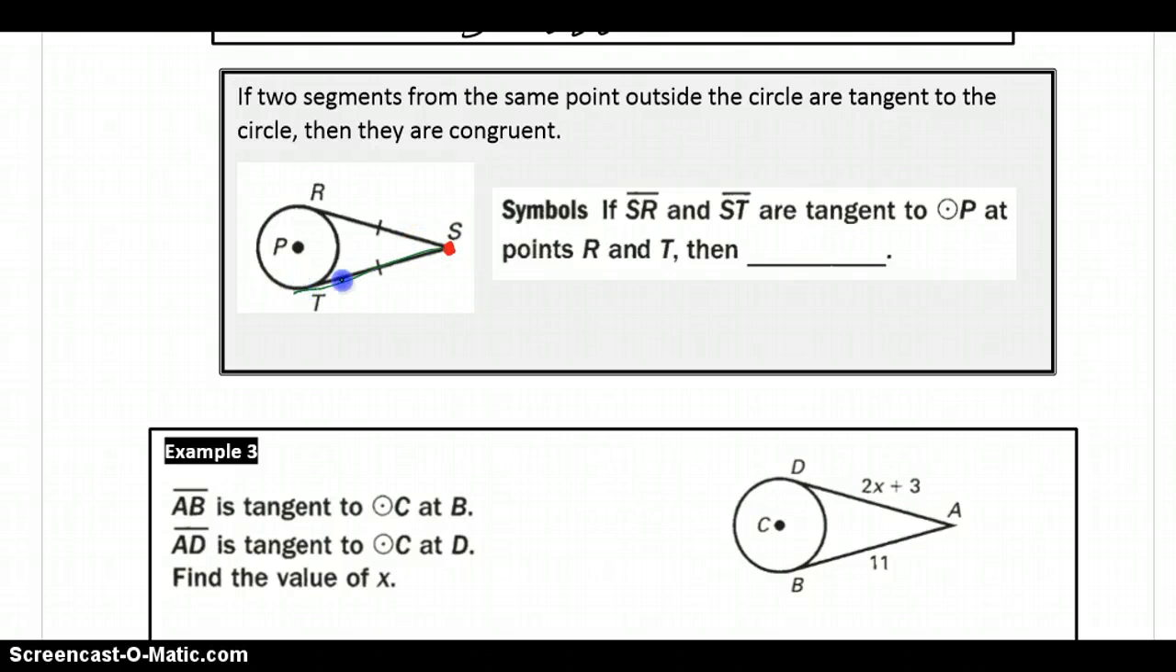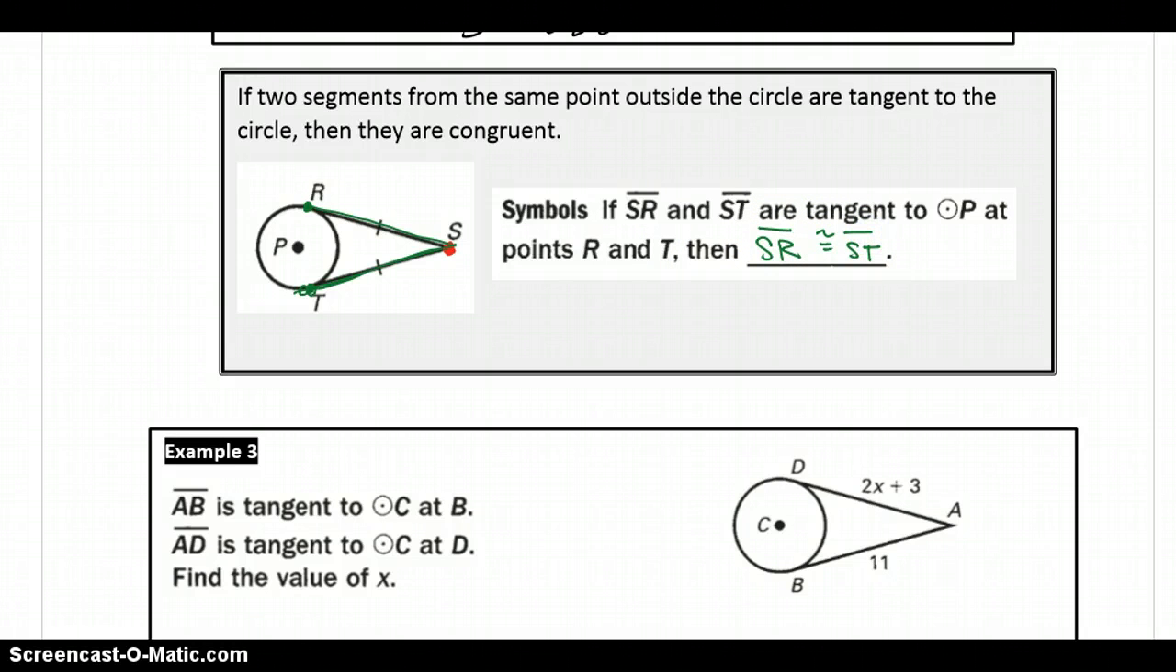that are both tangent, so we have this line here, ST, which is tangent, and this line here, SR, which is tangent. If both of those are tangent lines, then it has to be true that they are congruent. So, in words, if SR and ST are tangent to circle P at points R and T, then SR must be congruent to segment ST.